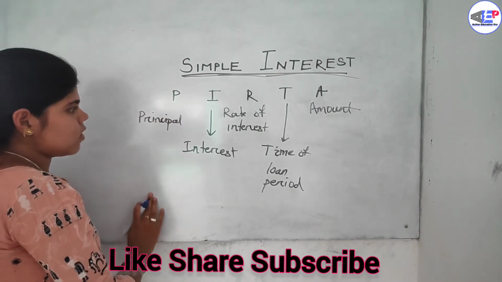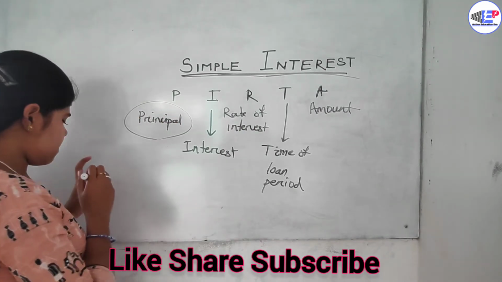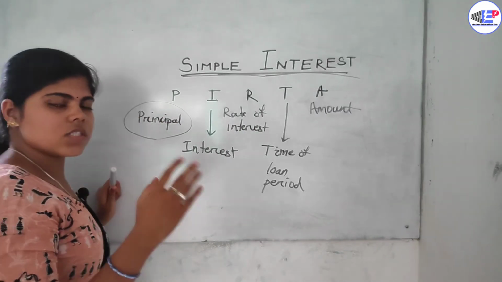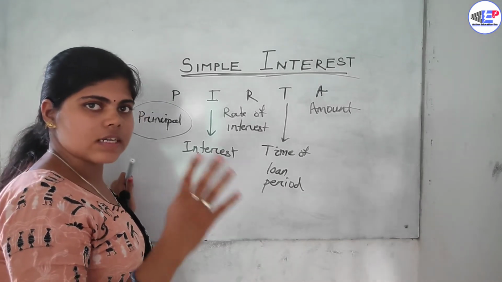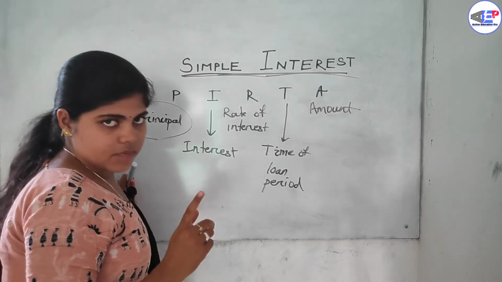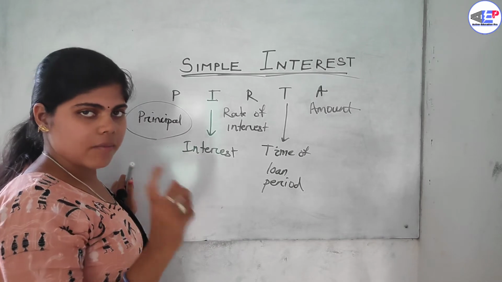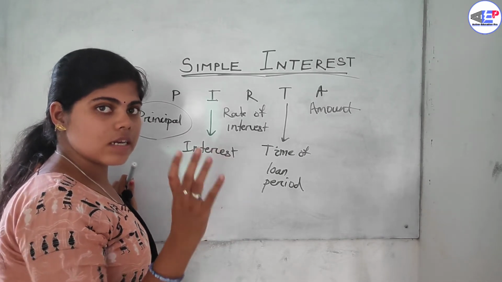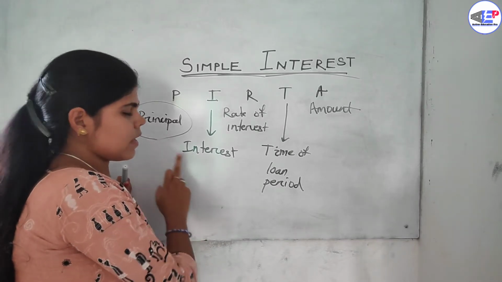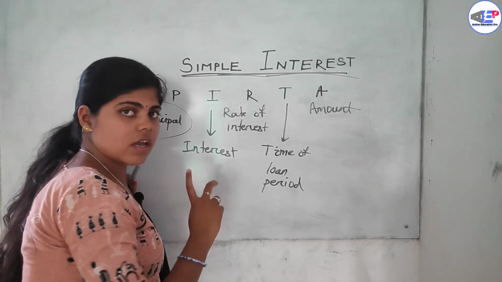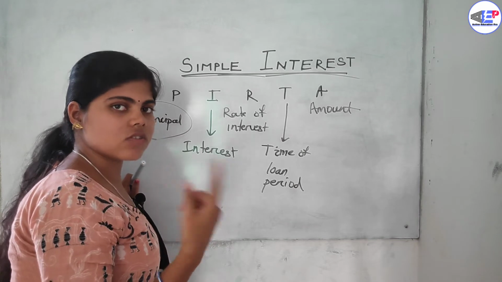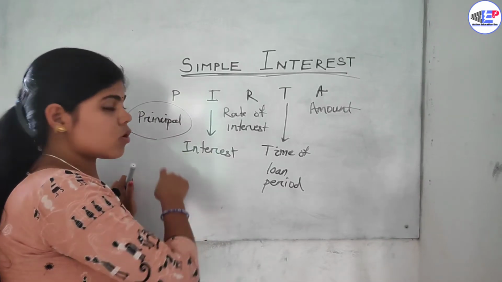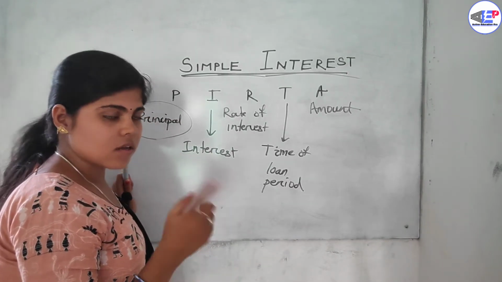So first, P, principal. What is principal? Principal is the money which is borrowed by the borrower from the lender. Once again I repeat it: principal is the money which is borrowed by the borrower from the lender. This is principal. And interest is the additional money. Interest is the extra money which a borrower has to pay to the lender.